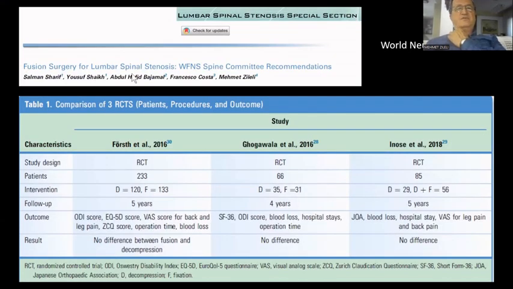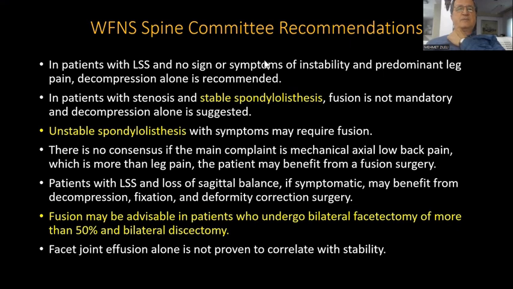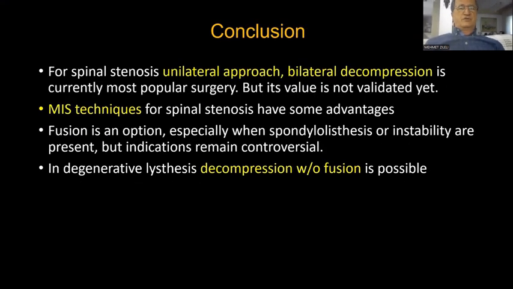This is a recommendation of the WFNS Spine Committee, and in those recommendations, we described that stable spondylolisthesis patients may not need a fusion. Unstable listhesis patients with symptoms, especially back pain, may require fusion. And fusion may be advisable in patients who undergo bilateral facetectomy of more than 50% and bilateral discectomy. Especially those patients may have gone to a fusion surgery.